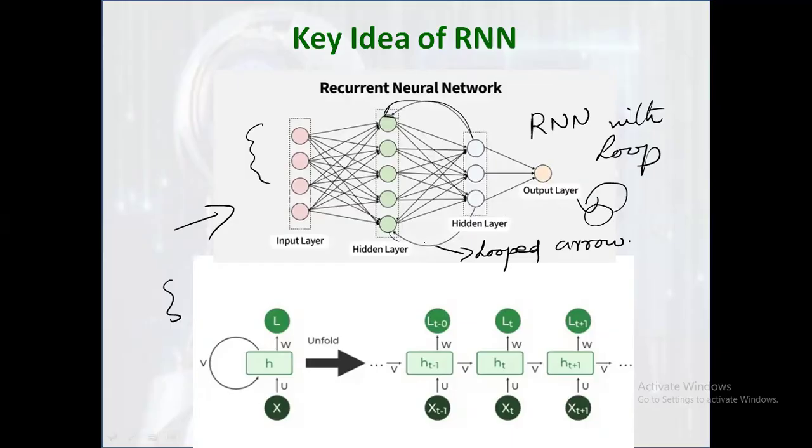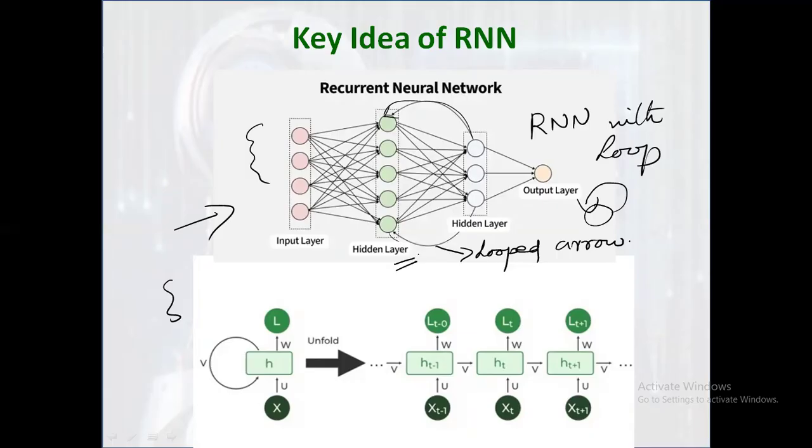For our understanding, I have given the diagram like this. So what does this arrow represent? This feedback allows the network to remember information from previous steps. It represents the idea of memory inside the network.